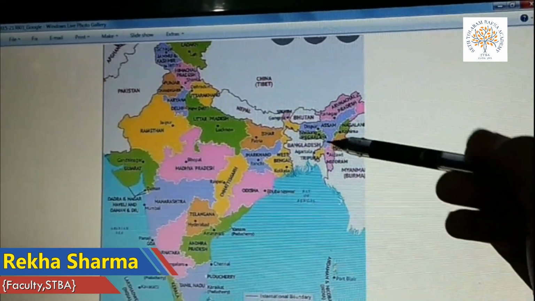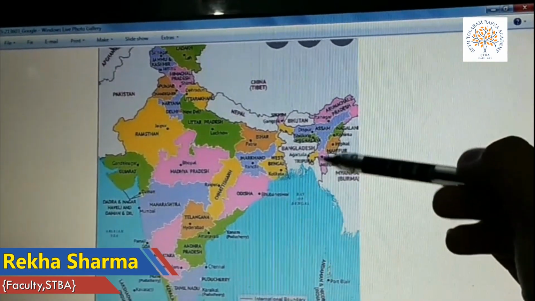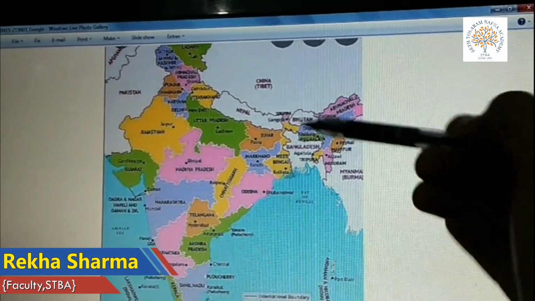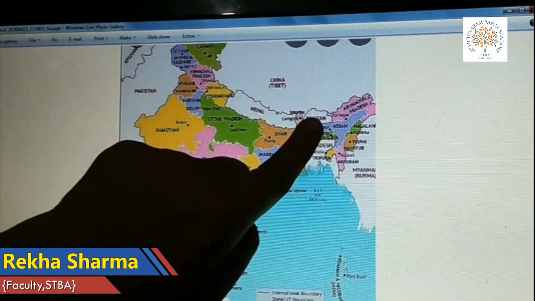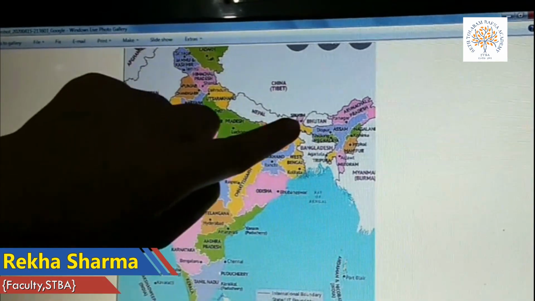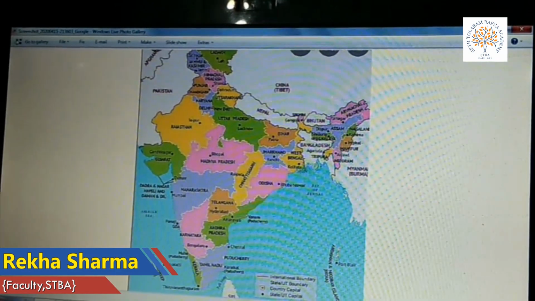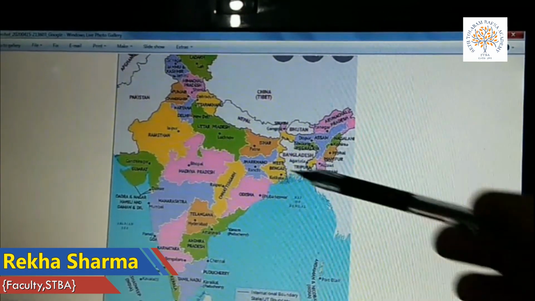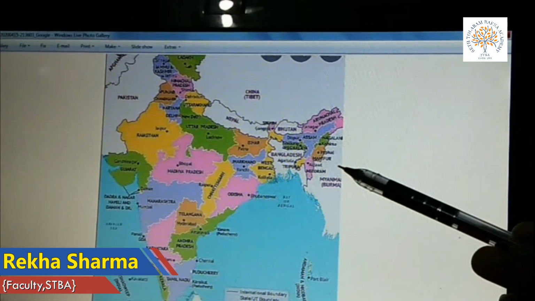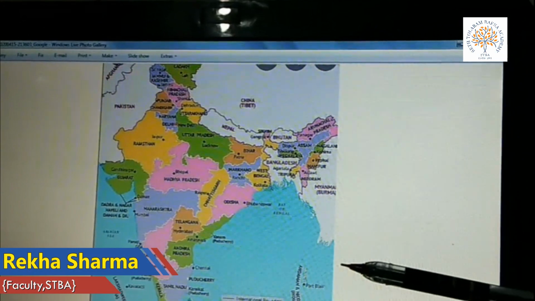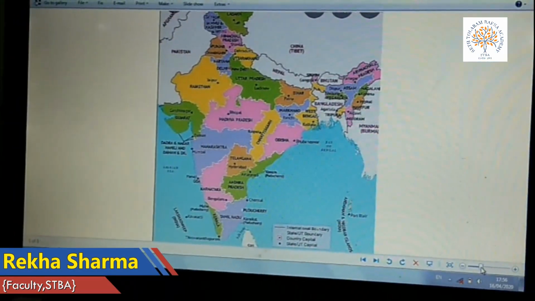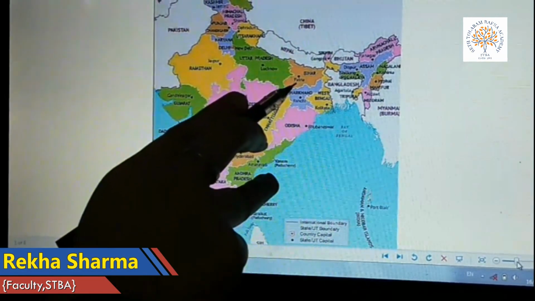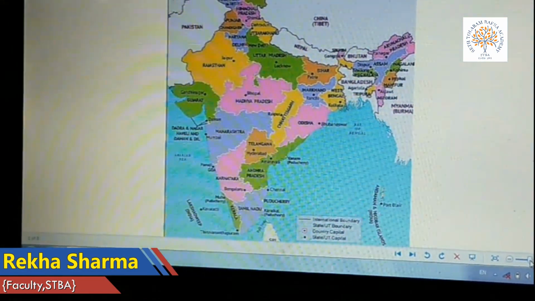As you all know, these 7 states are known as the Seven Sisters, and their brother, located between Nepal and Bhutan, the two countries, is Sikkim, and its capital is Gangtok. Yes children, now all these states are very famous for the unique cultures and festivals that take place in these states.